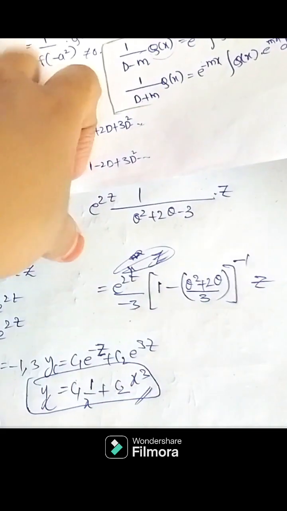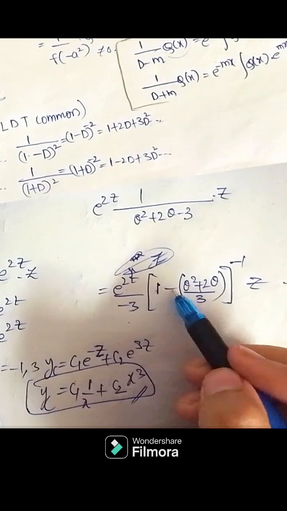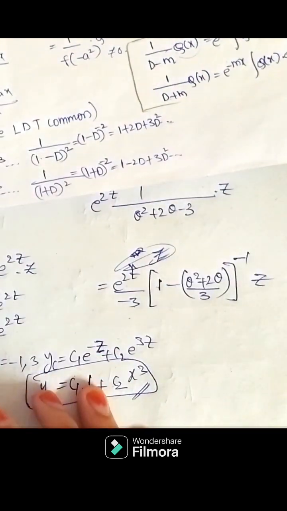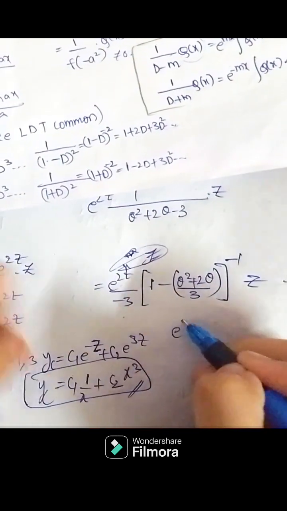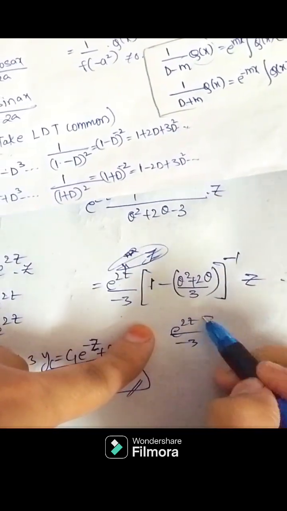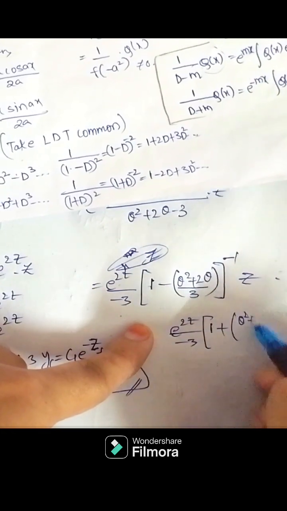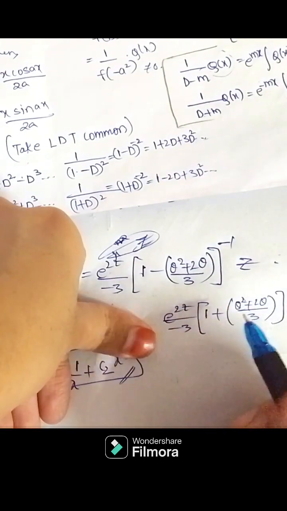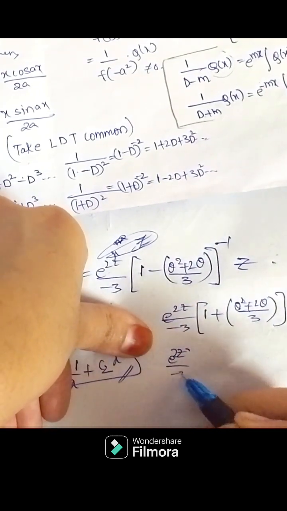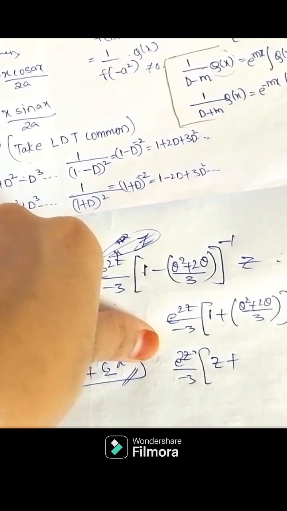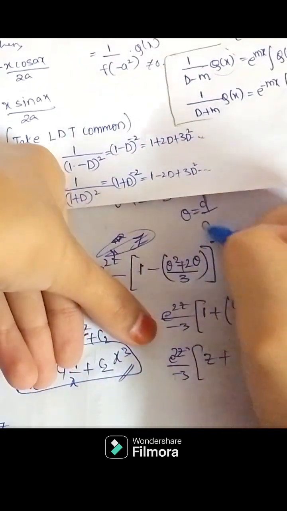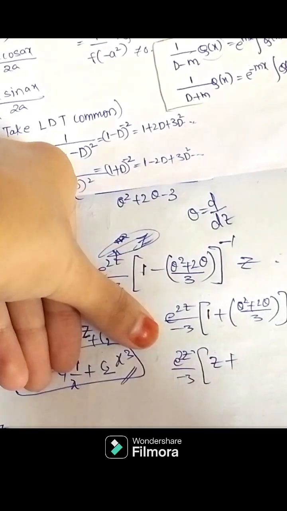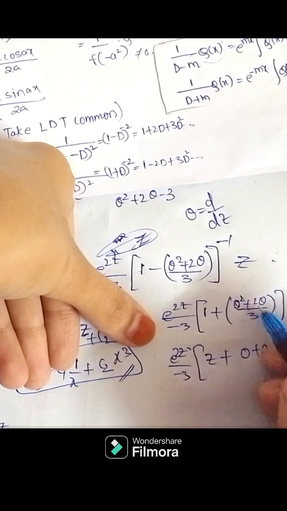Okay. So now which formula am I applying? 1 minus, so this formula. Okay. So until how many terms? Only first, because z is there. So e power 2z by minus 3, 1 plus 2z. Okay. So how will we solve this? 2z by minus 3, z plus... See, I told you first only, theta means d by dz, right? So theta square means double differentiation of z, which is 0. 2 into single differentiation of z is 1.